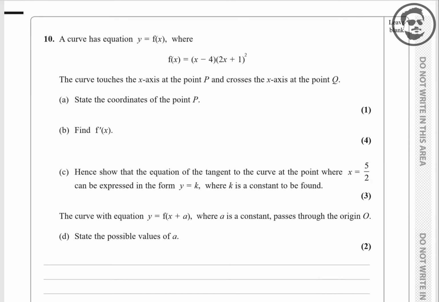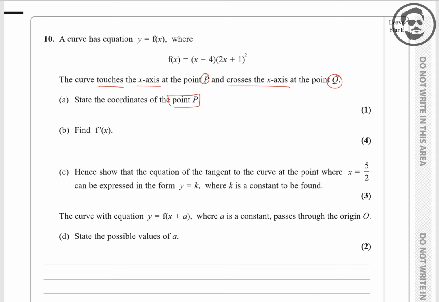A curve has equation y equals f of x, where f of x equals (x minus 4)(2x plus 1) whole squared. The curve touches the x-axis at point P and crosses the x-axis at point Q. State the coordinate of P. So here the coordinate of P actually touches the axis but does not cross.